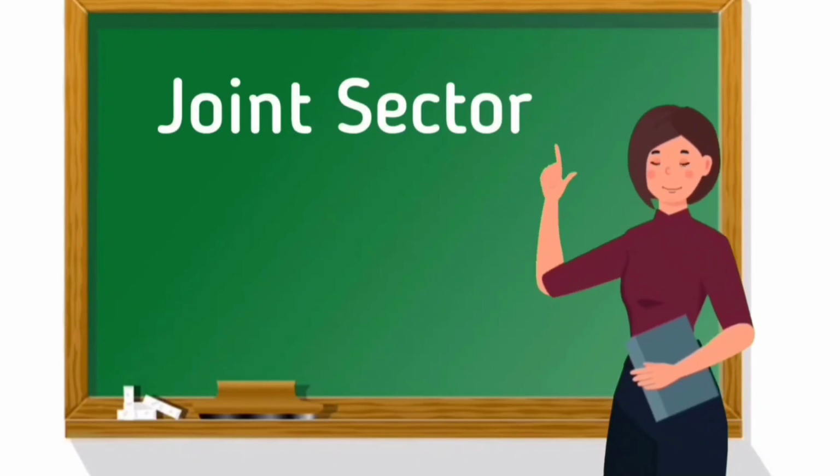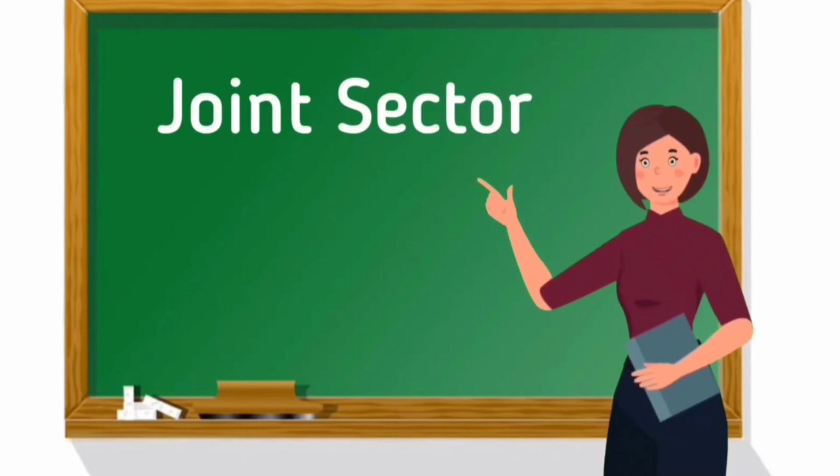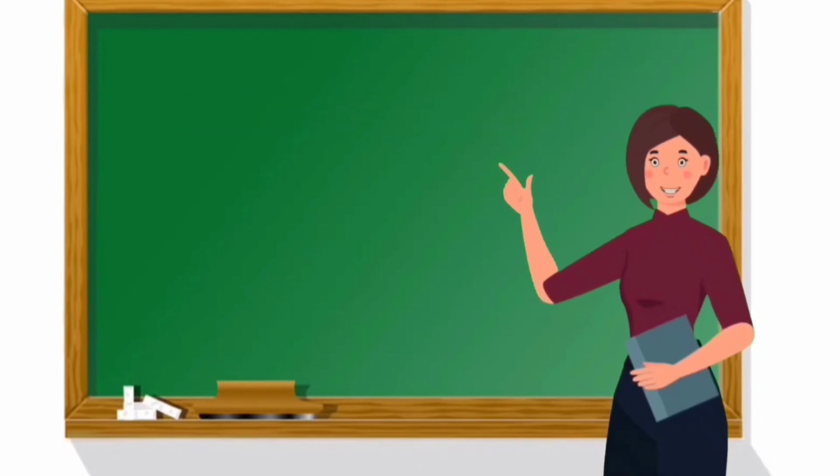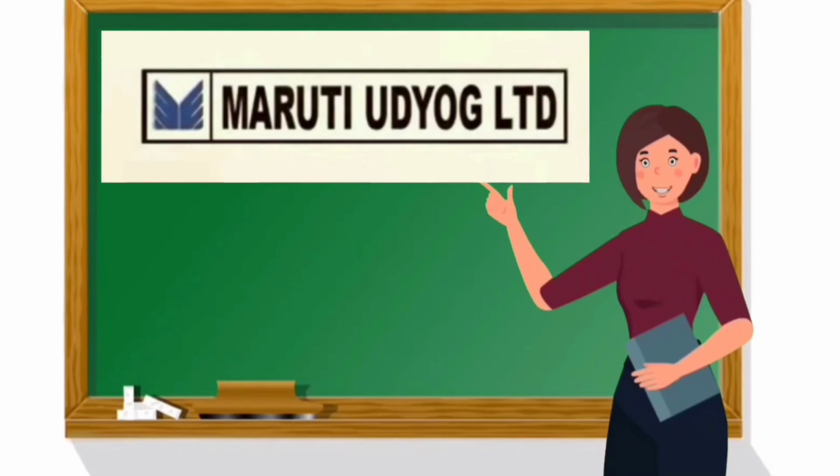The Steel Authority of India Limited is a joint sector. Industries are owned and operated by the state and individuals or a group of individuals. Maruti Udyog Limited is an example of a joint sector industry.